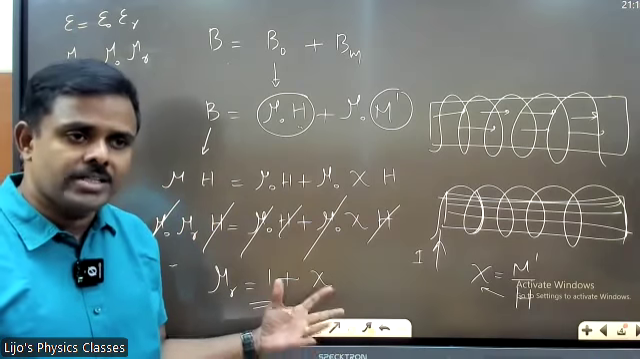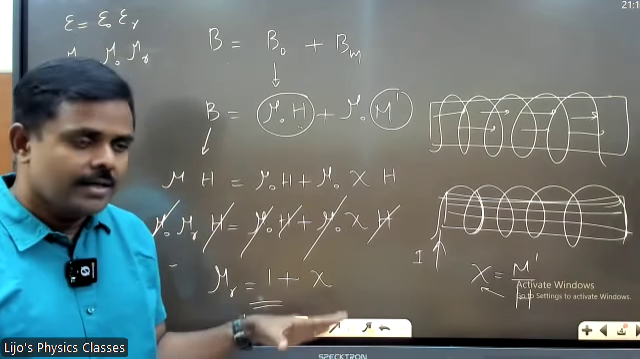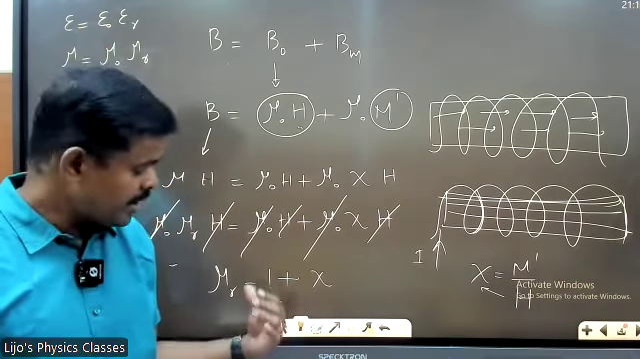In the morning, I did this 3 or 4 times. I'm going to do it again till you understand. Okay, mu R equal to 1 plus chi.